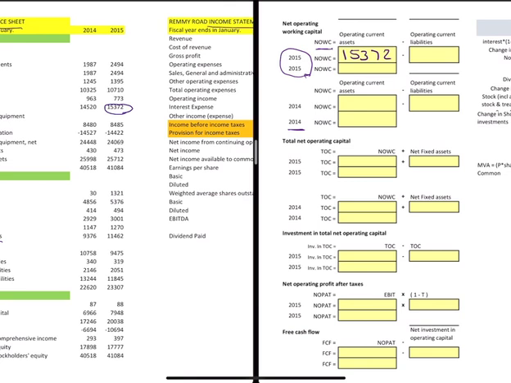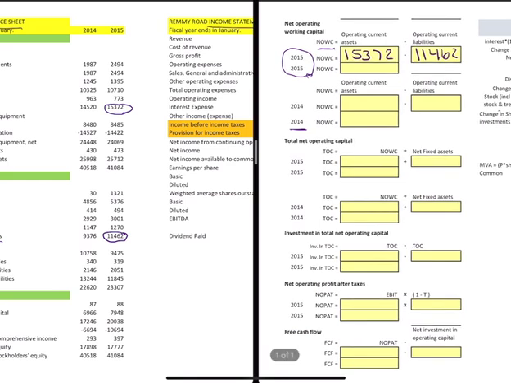And we do not have notes payable here. So we're going to take this amount here, and this is going to be our operating current liabilities. Now you would take these values, the 15,372 and the 11,462, and subtract to get the net operating working capital for 2015. When we do that subtraction, we're going to get 3,910.